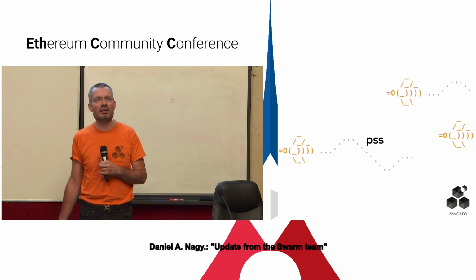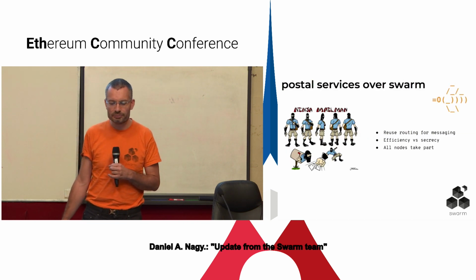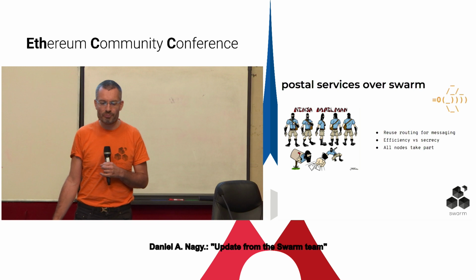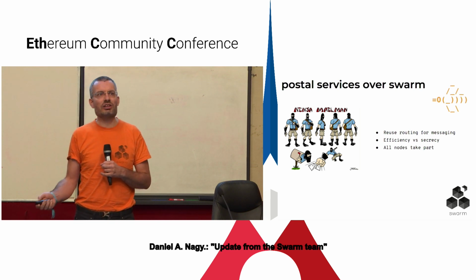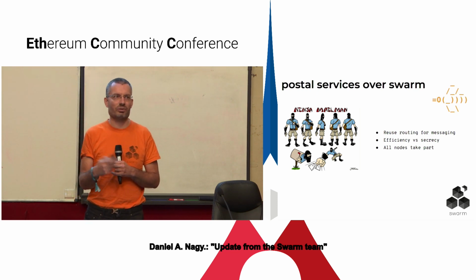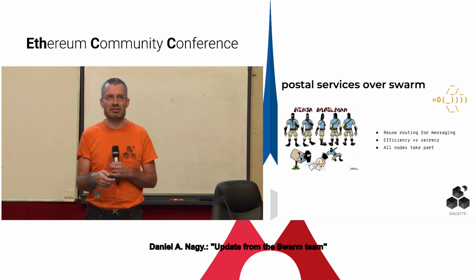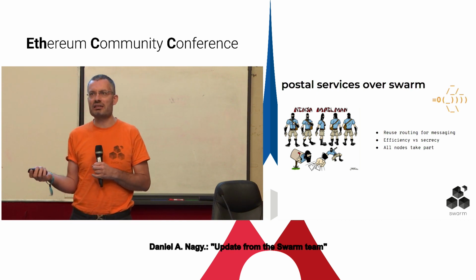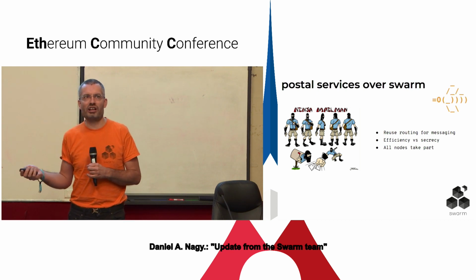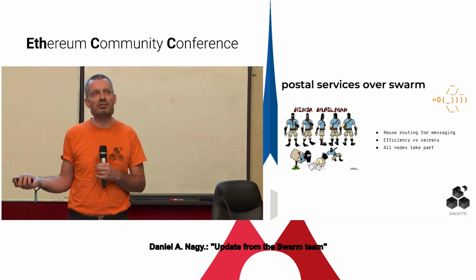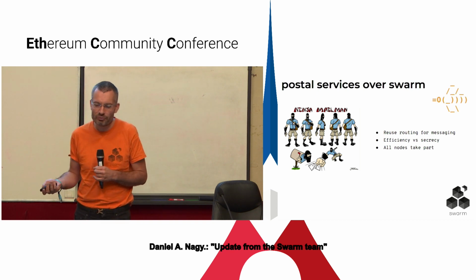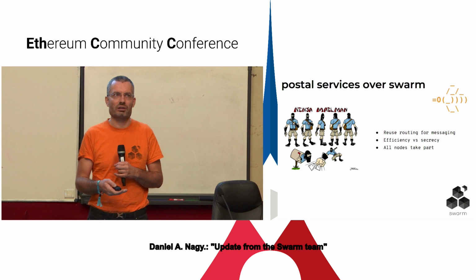Now PSS, that's the postal service over Swarm, which reuses the routing of Swarm. It lets you decide on the trade-off between darkness, or security, or secrecy, and efficiency. Obviously, Ethereum already has a secure messaging system, which is Whisper, which maxes out the darkness component. Because of that, it has some performance issues, but that's the price that you pay for complete darkness.